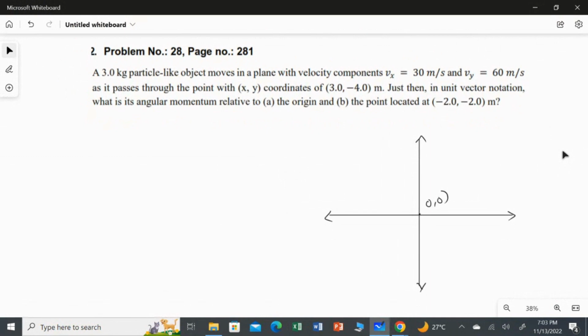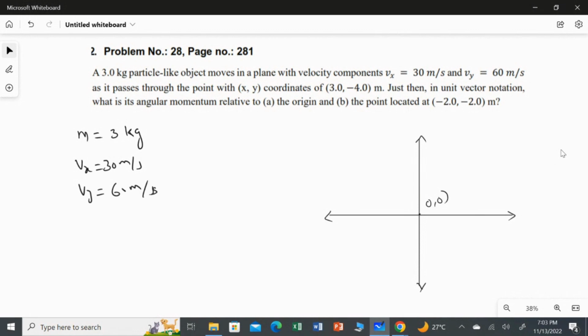A 3 kilogram particle-like object moves in a plane with a velocity component v of x, which is equal to 30 meter per second, and v of y, which is equal to 60 meter per second, as it passes through the point with xy coordinates of 3 comma minus 4 meter. So you have the particle, whose mass is mentioned here as 3 kilogram, and this particle has the velocity components v of x equal to 30 meter per second, and v of y equal to 60 meter per second.